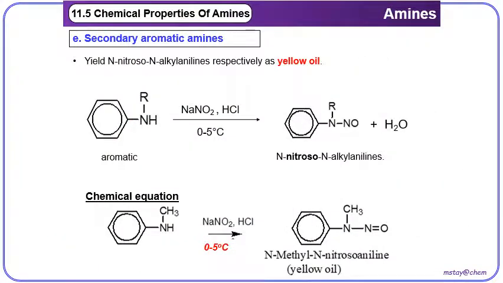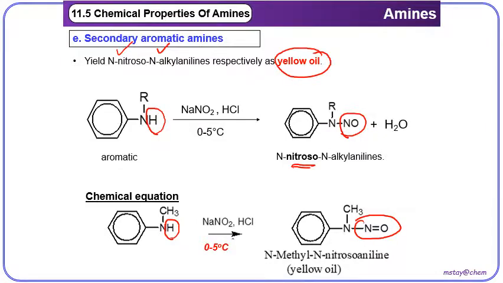So next, we will go into the secondary aromatic amine. Secondary aromatic amine is exactly similar to secondary aliphatic amine, where the hydrogen attached to the nitrogen will be replaced with the NO, which is known as nitroso. Another example over here, the H is replaced with the NO. So we will get the yellowish oil.